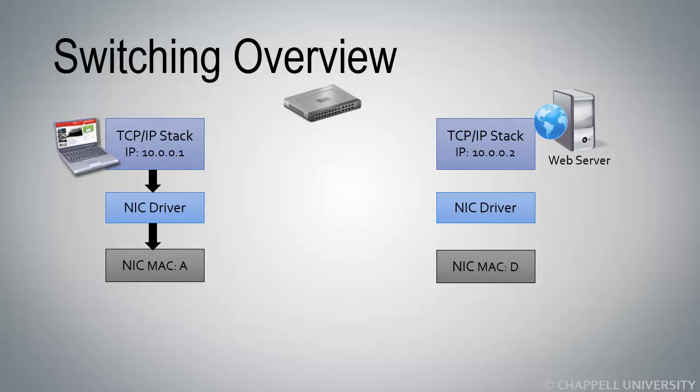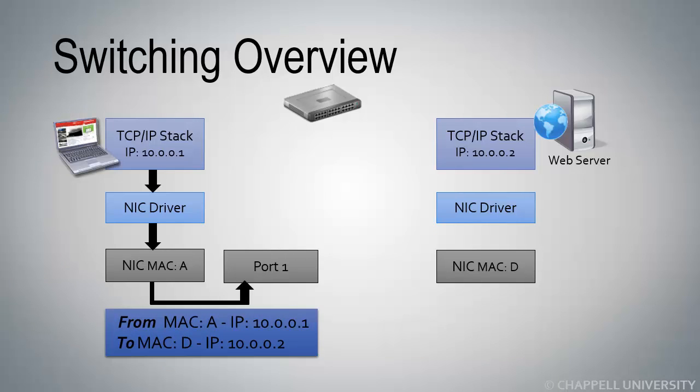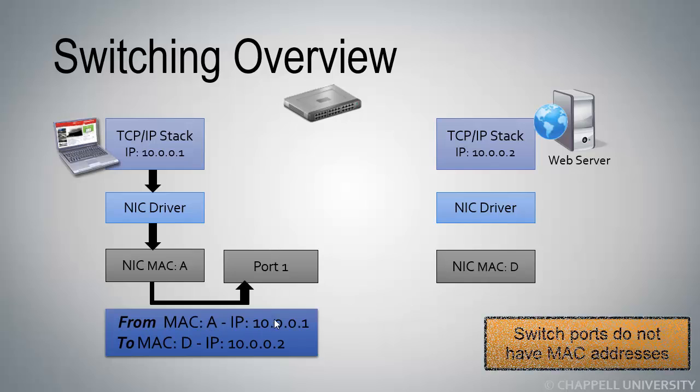The packets are sent out from the client onto the cabling system. In this case, the packets will go from MAC address A, the client's MAC address, and from IP address 10.0.0.1. The packet would be addressed to MAC address D, and I'm just using short MAC addresses here. A standard Ethernet address would be 6 bytes long. We'd see those 6 bytes separated by colons, but just to make it easier for the diagram, I'm just assigning them a symbolic letter. These packets would be sent directly to port 1 of the switch.